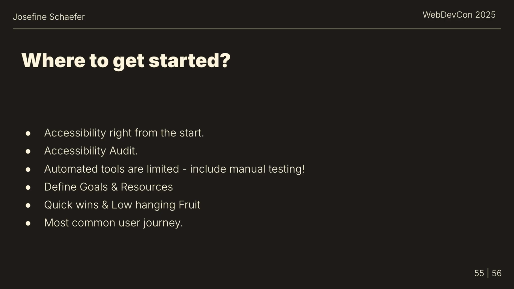It's important to define the goals. So if you're looking at the different levels of accessibility, what do you want to reach? What is maybe realistic? And what is also within your own capabilities? Like what are your resources, right? And then identify quick wins and low-hanging fruit, right?